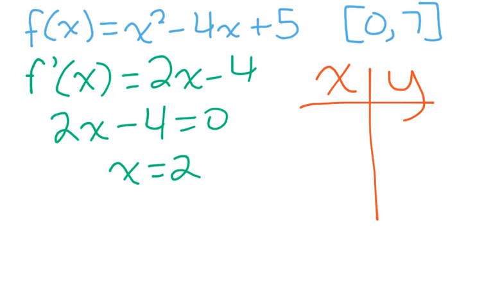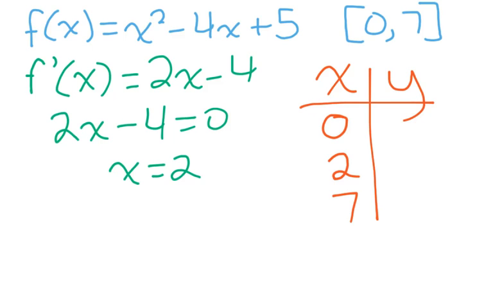We have 3 candidates for the minimum and maximum. One is the left endpoint at 0. One is the place where the derivative is 0, which is when x equals 2. And the last is the right endpoint, which is 7. Now I'll take each of those values and plug them in to the original function, not to the derivative. Make sure you plug them into the original function.